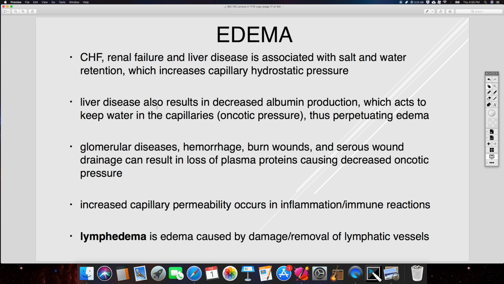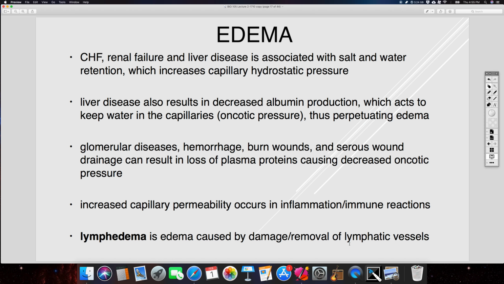Now, liver disease results in decreased albumin production because albumin is produced by the liver. The liver is really important for increasing capillary oncotic pressure, so if it's not there, this perpetuates edema. Any loss of plasma proteins will decrease oncotic pressure and be a factor in the formation of edema. Like I said, increased capillary permeability occurs in inflammation.